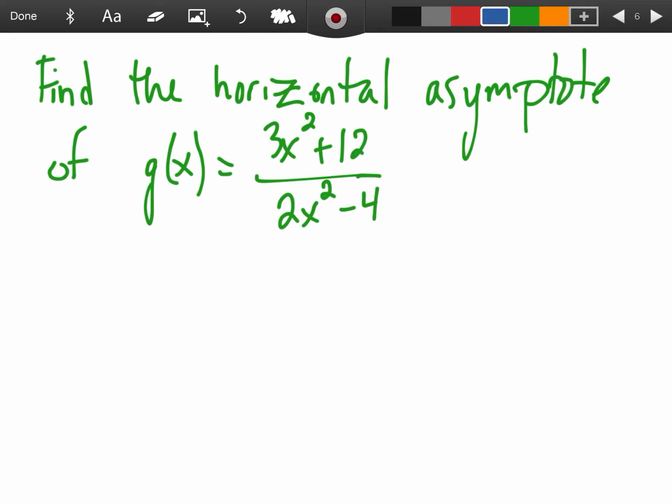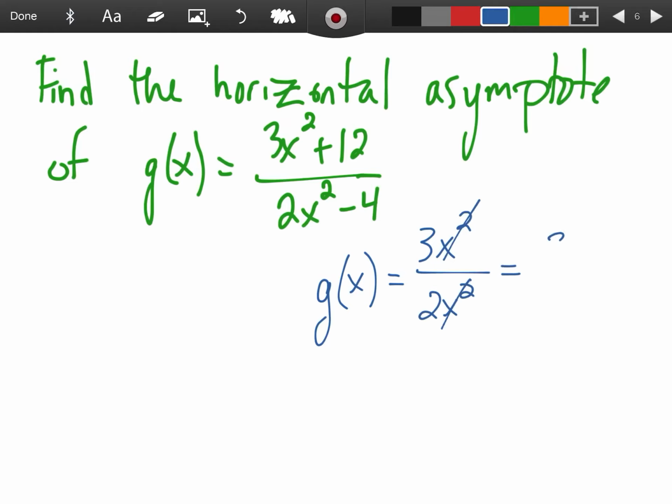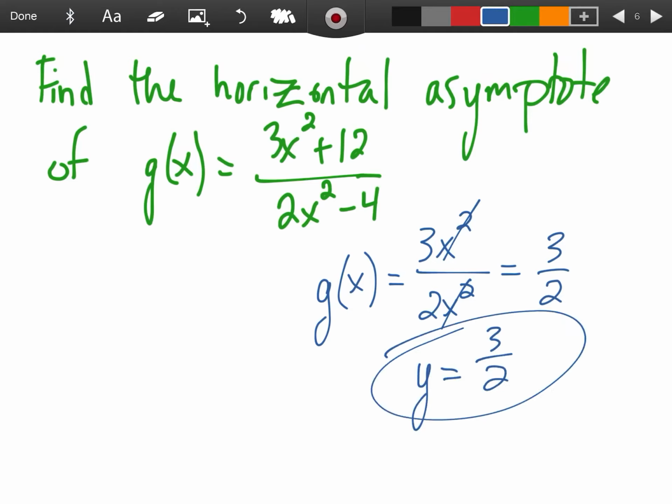So again, as x gets really, really large, I could just approximate this by saying this is the same thing as just 3x squared over 2x squared, because the plus 12 isn't going to matter. The minus 4 isn't going to matter. If there was an x to the first power, that wouldn't matter. Because as x gets really, really large, the only one that really matters is the term with the highest exponent. Well, 3x squared over 2x squared, we could simplify that to just 3 over 2. And so as x gets really large, this is going to approach 3 over 2. So that's going to be my horizontal asymptote, 3/2.